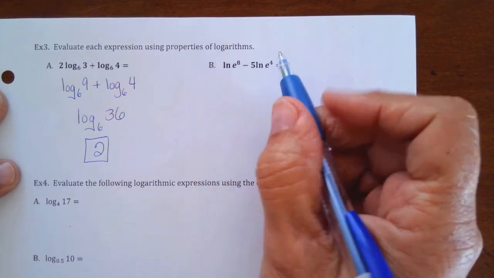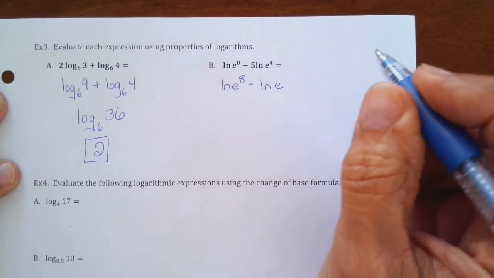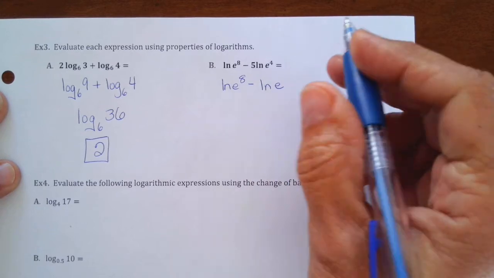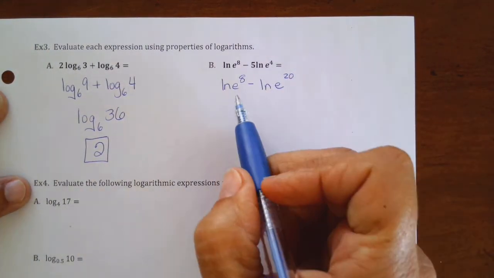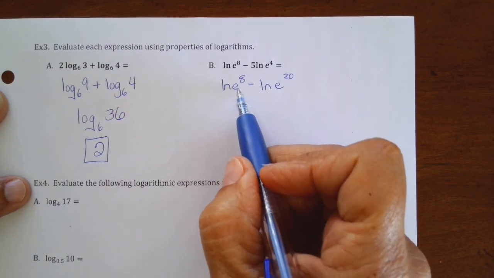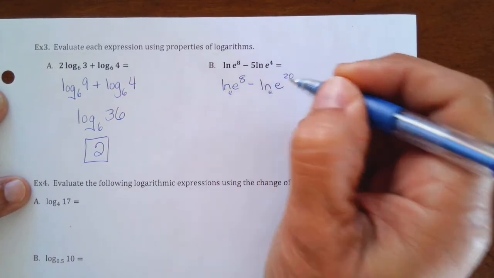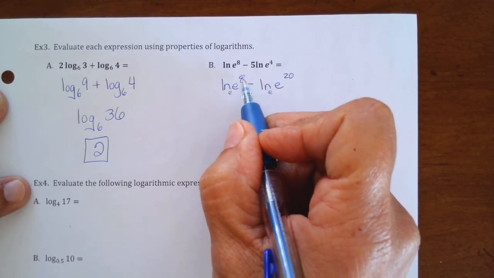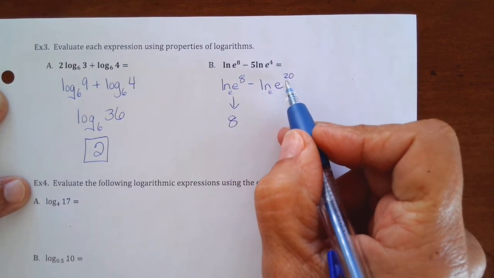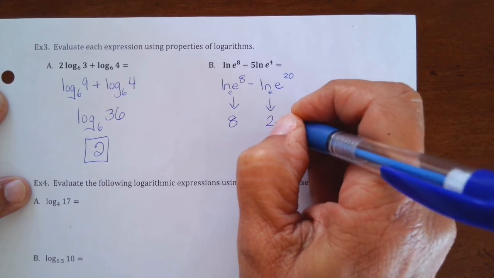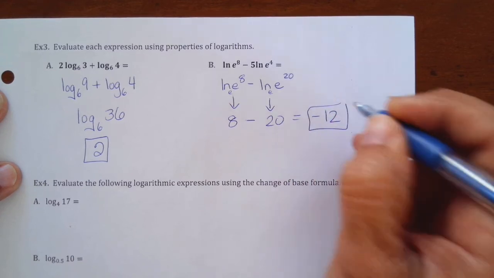Exponent is going to come back up here. So this is the natural log of e to the 8th minus the natural log of e to the, so we multiply, so that would be 20. Okay. All right. Now, the natural log, remember, the base is e, right? The base is e, it's understood to be there. So e to what power is e to the 8th? That just simplifies to 8. And e to what power is e to the 20th? That reduces down to 20. So now all I have is 8 minus 20. So the answer is negative 12.